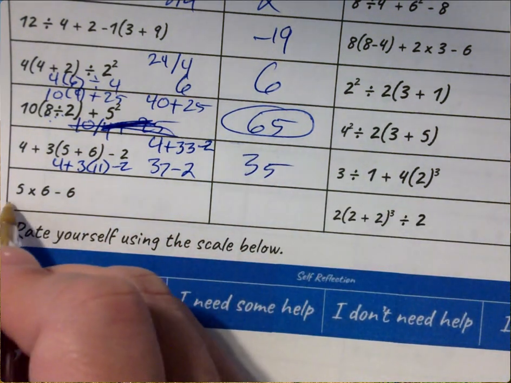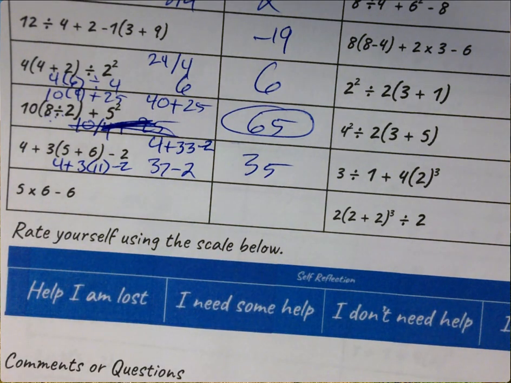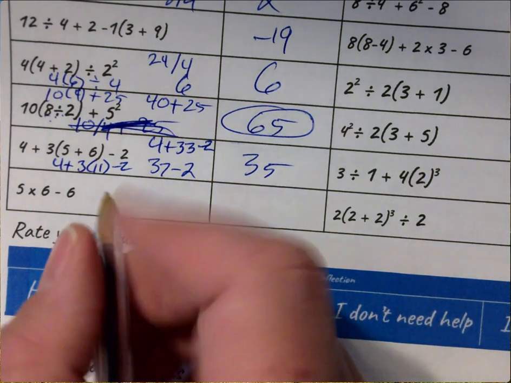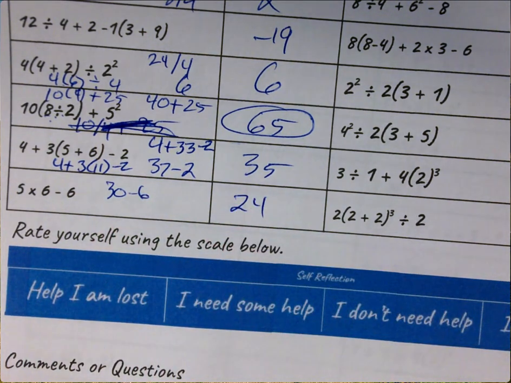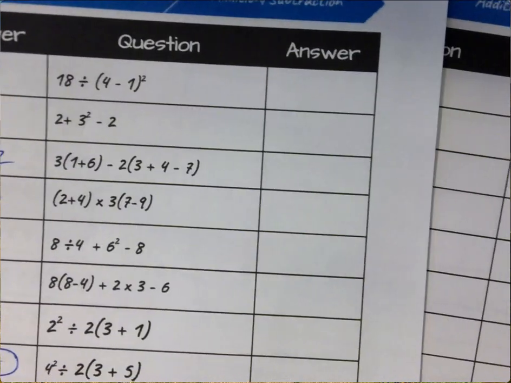Next problem, we're going to do the 5 times 6, which is 30. 30 minus 6 is 24. So that's our first column. Let's work our next column here.